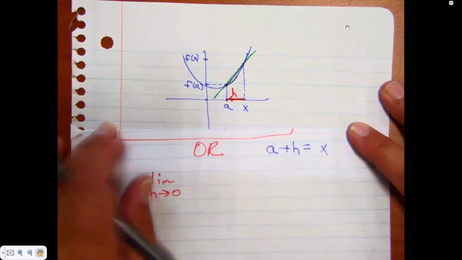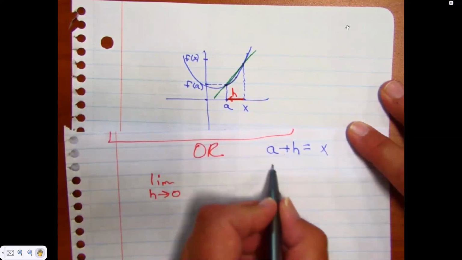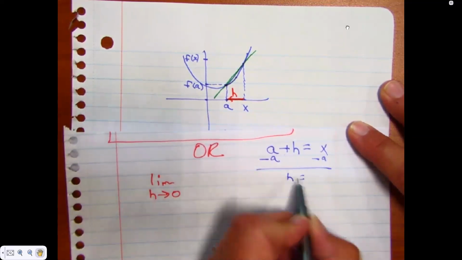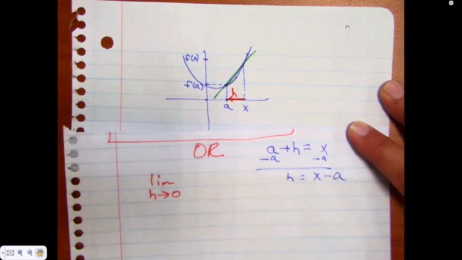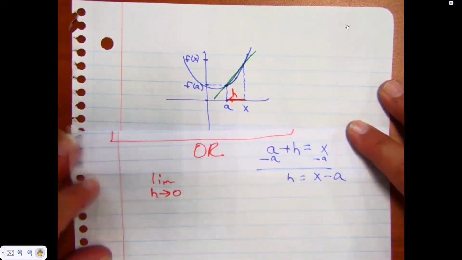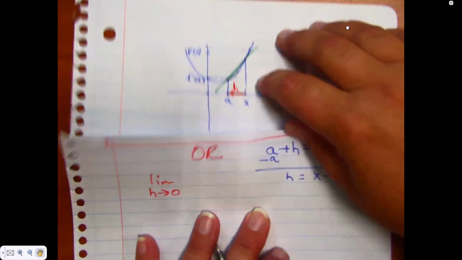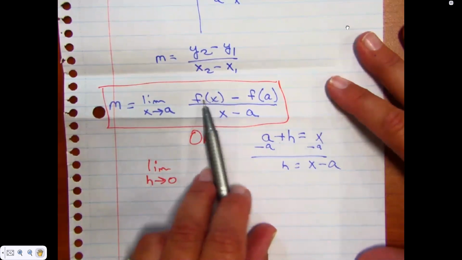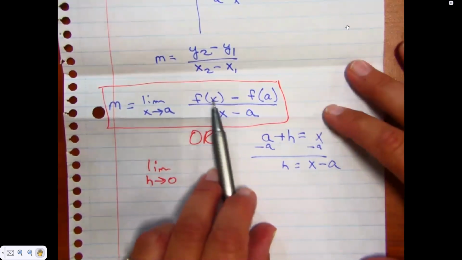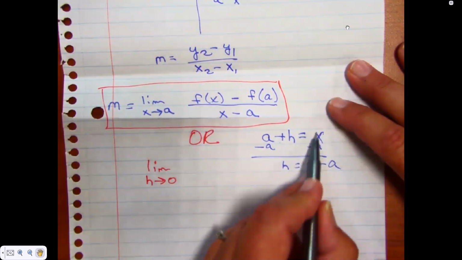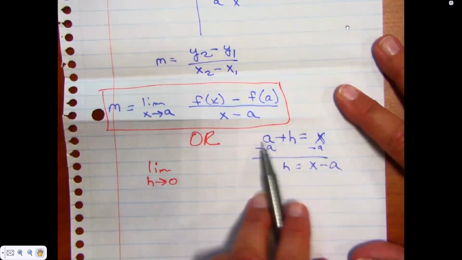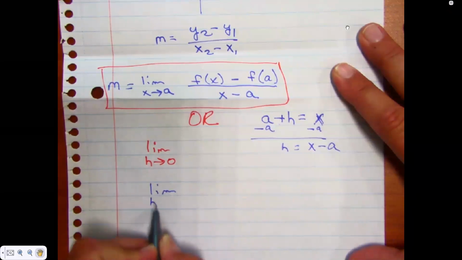All right, so if I solve that for h, I would subtract a. And so h is equal to x minus a. Okay, so now let's go back. Now we don't need the picture as much. Let's go back to this guy. So in place of x, instead of x, can we see this? Instead of x, I'm going to put a plus h. So now let me write it one more time. The limit as h approaches 0.